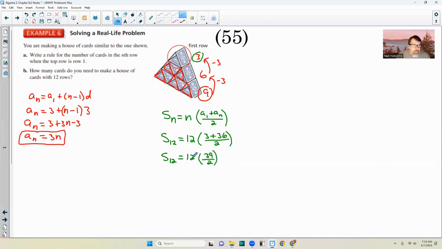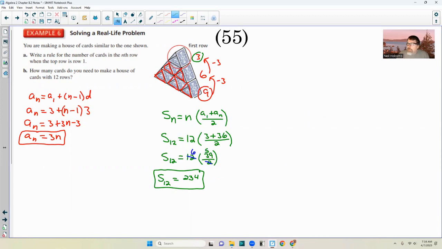And then always cancel if you can. The 2 and the 12 become 6. So S sub 12 is going to equal 39 times 6. 9 times 6 is 54. Carry the 5. 6 times 3 is 18, plus 5 is 23. So to make a house of cards with 12 rows, I'm going to need 234 cards. Okay? So that's how you find an arithmetic series.